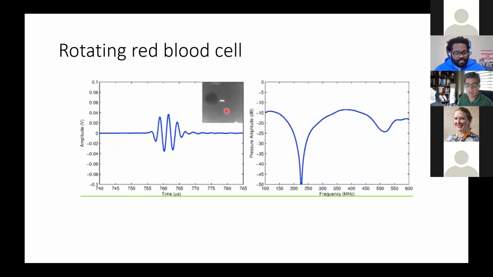In fact, this is the red blood cell right here. You could probably see it in the image. And I'm going to show you, hopefully this video will work. What's going to happen in this video is this red blood cell is going to rotate.